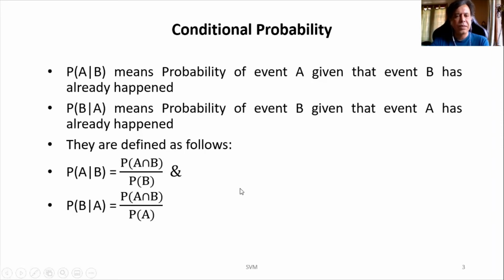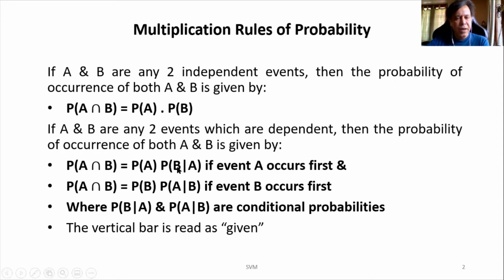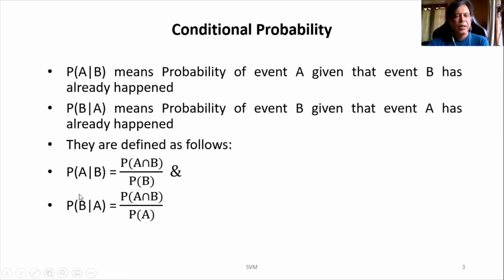So based on the previous formula, I can retain probability of B given A on the right hand side. Then if I take probability of A to the left hand side, it will go to the denominator. Similarly, if I retain probability of A given B on the right hand side and take probability of B to the left hand side, it will go to the denominator. That is what is expressed in the subsequent slide. Probability of A given B is defined as probability of A intersection B divided by probability of B, and probability of B given A is defined as probability of A intersection B divided by probability of A.